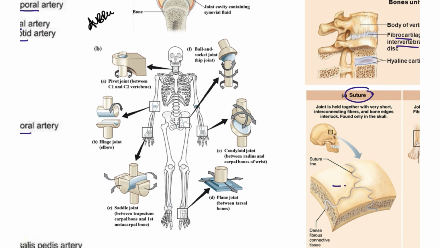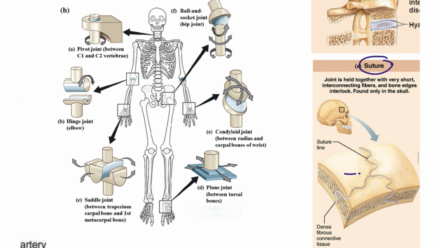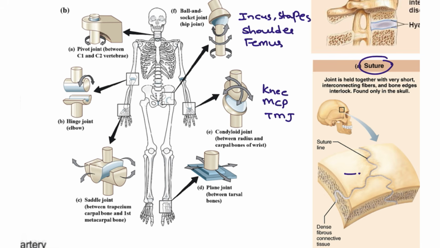Next, moving on to the synovial joints. In the synovial joints, most importantly, the ball and socket joint is present between the malleus and incus. Sorry, this is present between the incus and stapes, and also you know that this is the shoulder, femur, right? Next, here the condyloid joint is present in the knee, and metacarpophalangeal joint and temporomandibular joint.